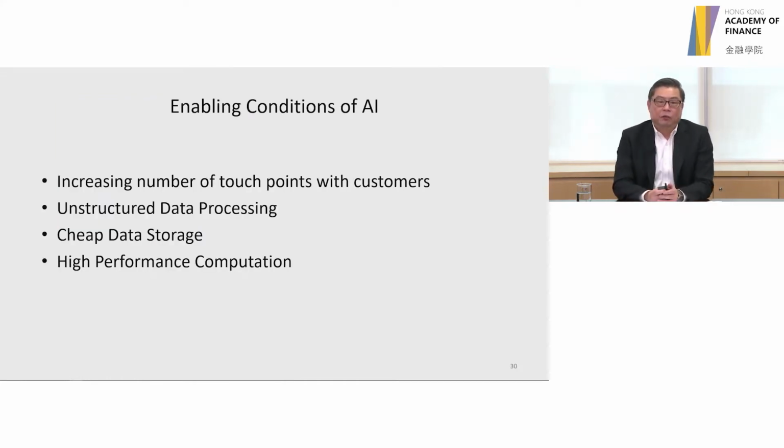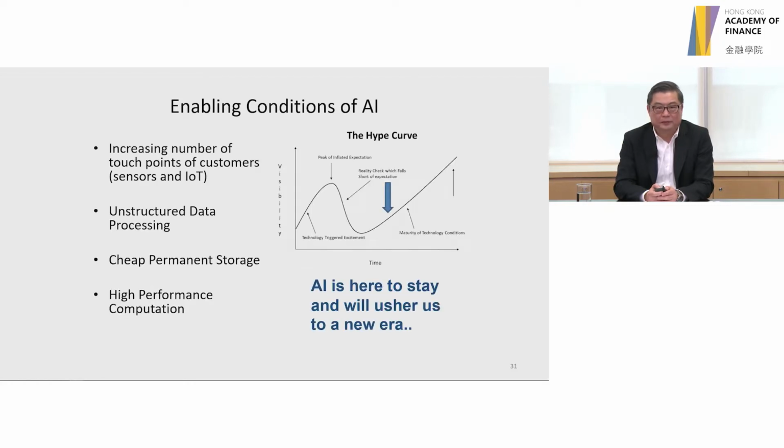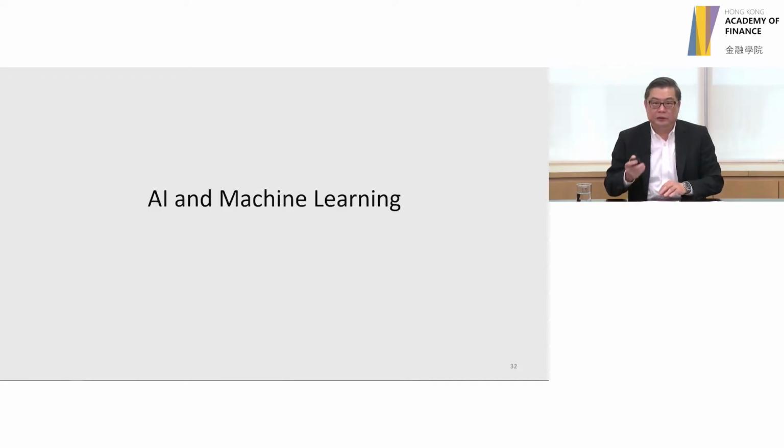So these are the 4 enabling conditions of AI. AI went through 2 AI winters, so to speak, because these conditions were not there. I believe that we are now at the point of the blue arrow. The 4 enabling conditions are here, and AI is going to make a significant impact on every aspect of society. So that leads me to the second topic of today, AI and machine learning.